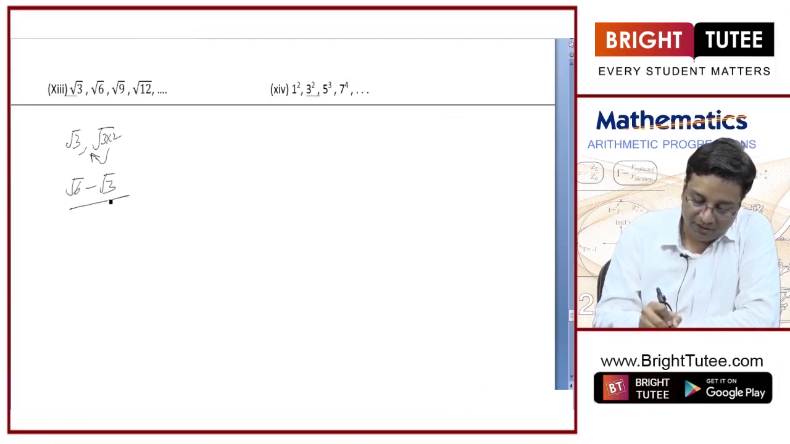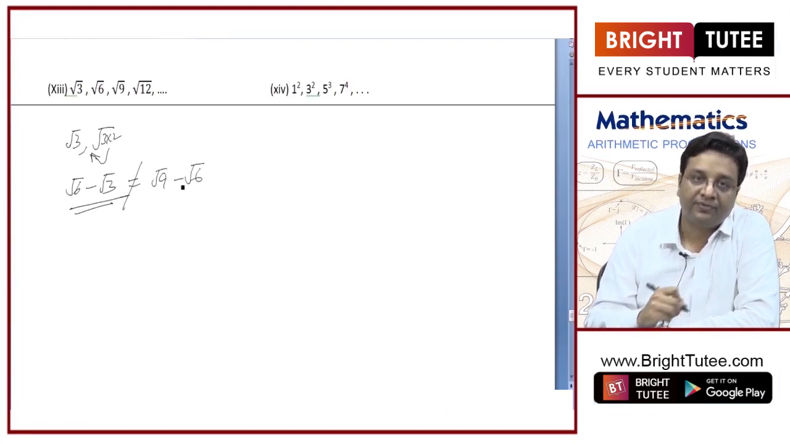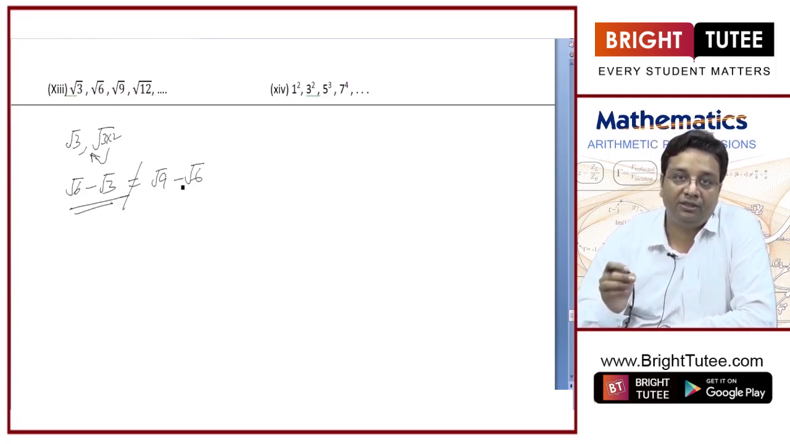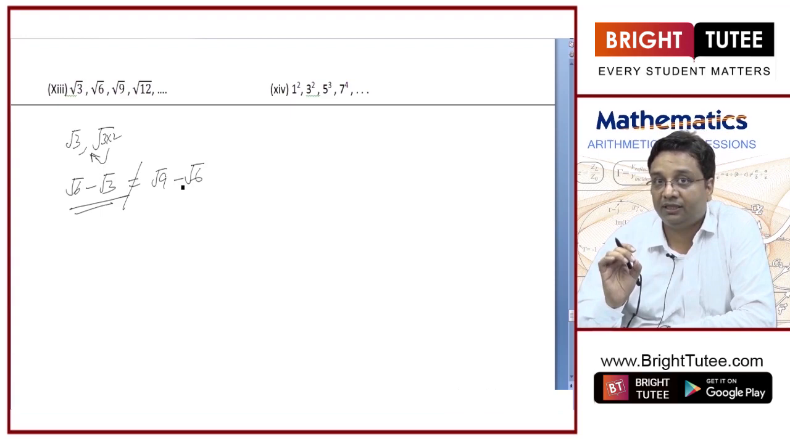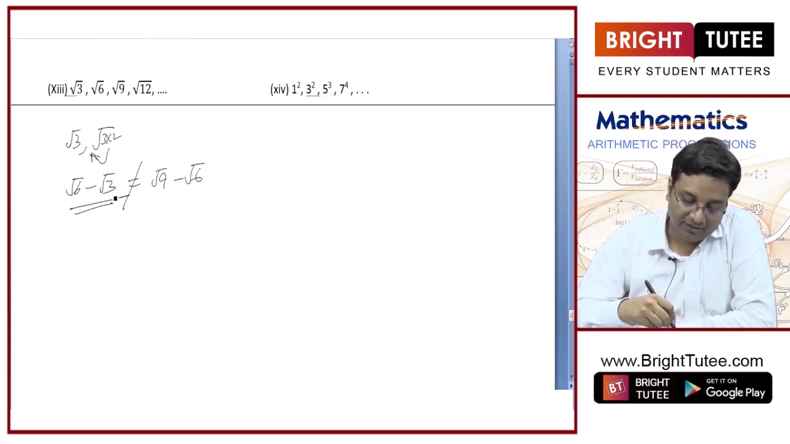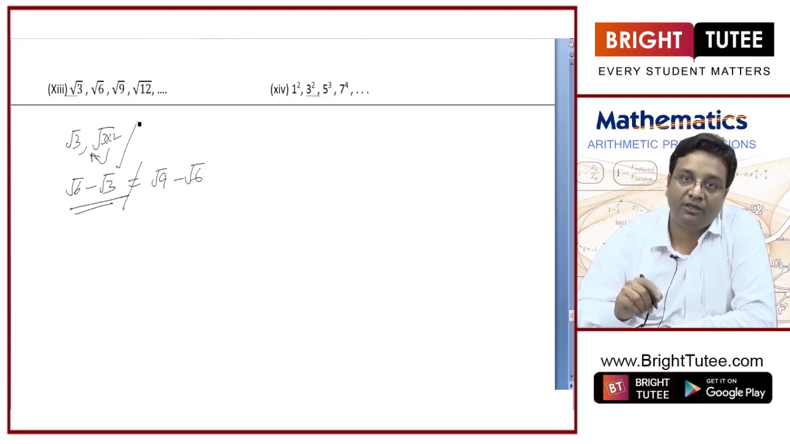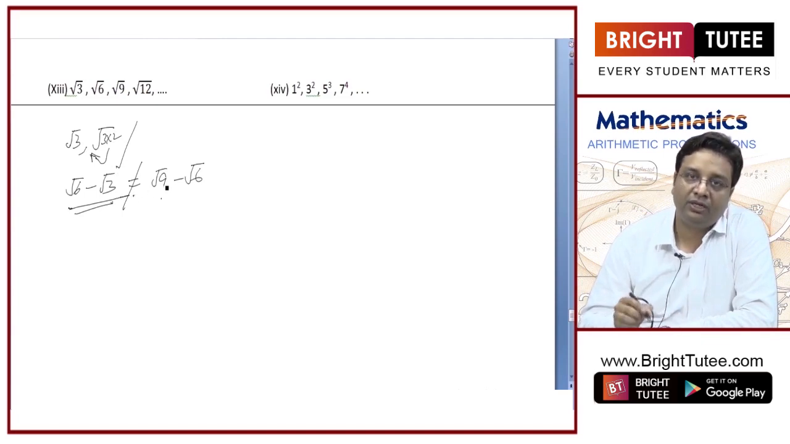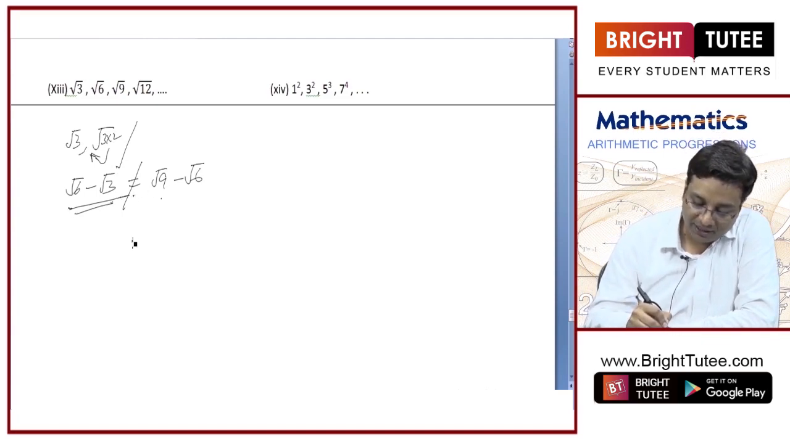The common difference root 6 minus root 3 is not equal to root 9 minus root 6, right? If you have studied irrational numbers in class 9th, you know that the certain value of an irrational number cannot be found, right? So root 6 minus root 3 will not be equal to root 9 minus root 6. Hence it is not an AP.